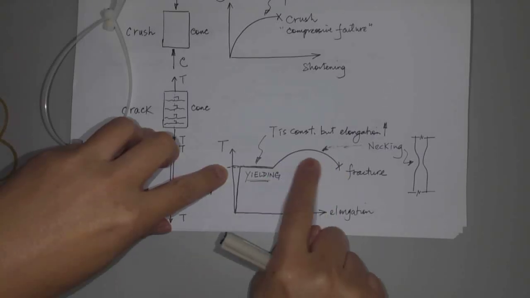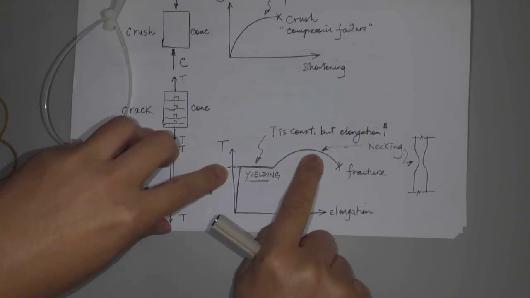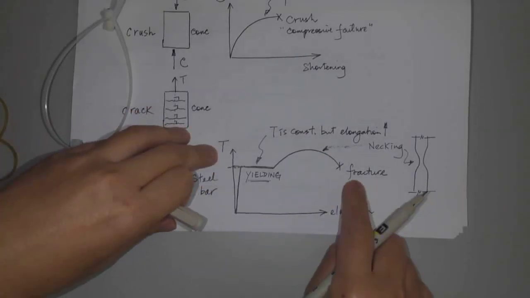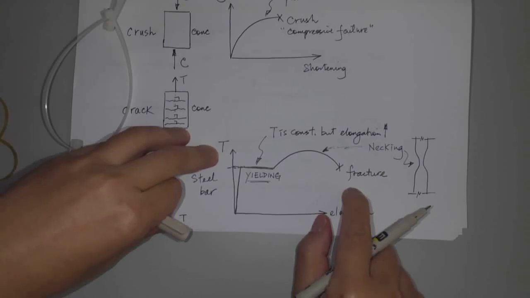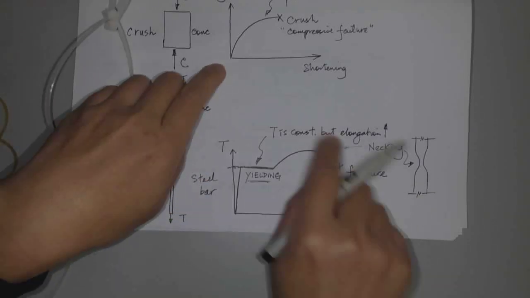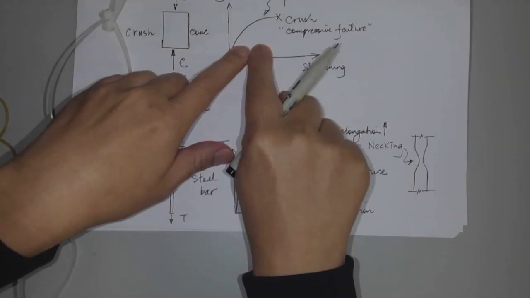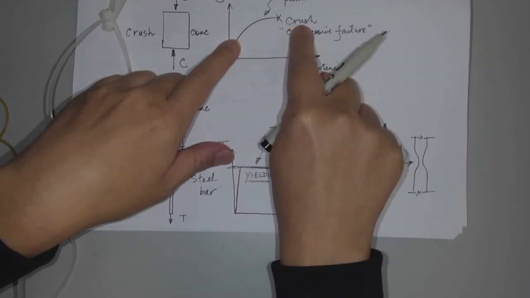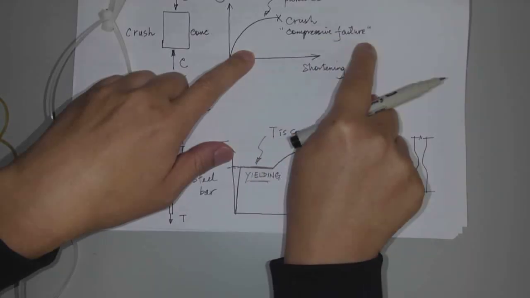In construction, we don't define this necking as the failure, right? So this fracture is not defined as tension failure. Just like concrete, we have compressive failure. So how do we define compressive failure? When the piece of concrete crushes, that's defined as compressive failure.